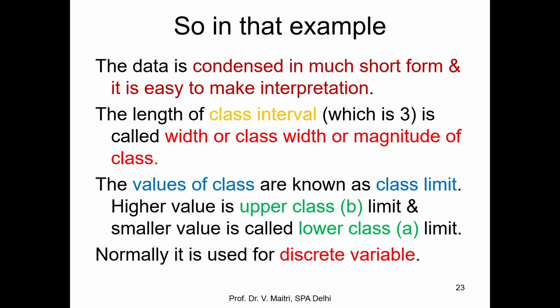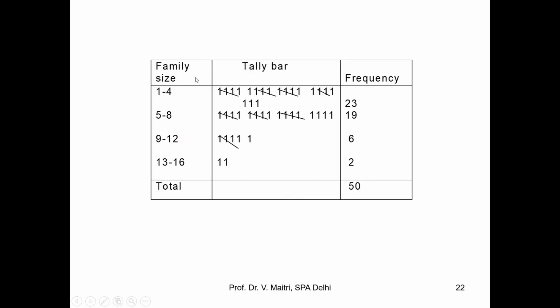And the values of a class are known as class limits. The higher value is the upper limit and the smaller value is known as the lower class limit. And just see, 4, 8, 12 and 16 are the upper class limits, and 1, 5, 9, 13 are known as the lower class limits.